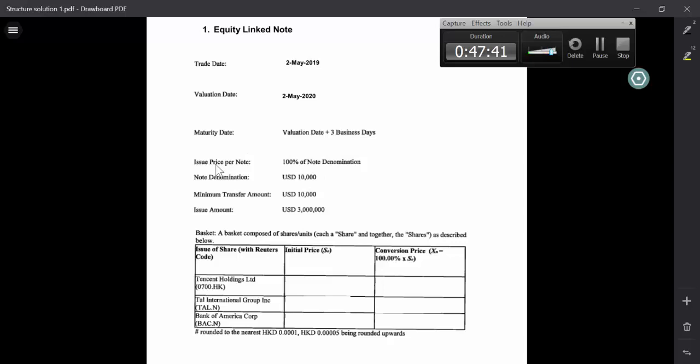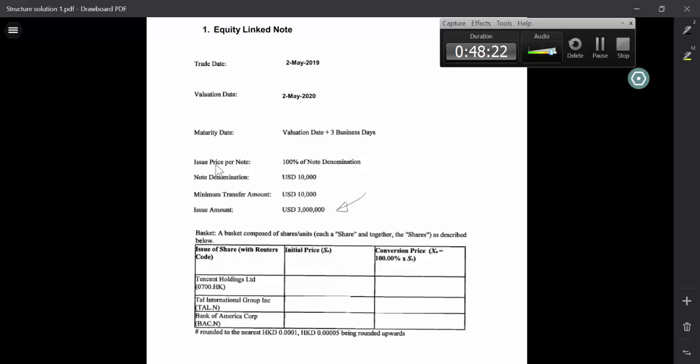It's a 1-year trade. Hypothetically, starting on the 2nd of May, which is just 2 weeks from now. So just pretend that it's starting right away, and it's going to run for 1 year. The issue amount is 3 million, but whether it's 3 million or 30 million is not essential.